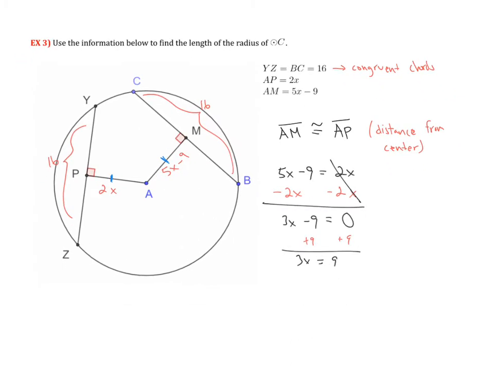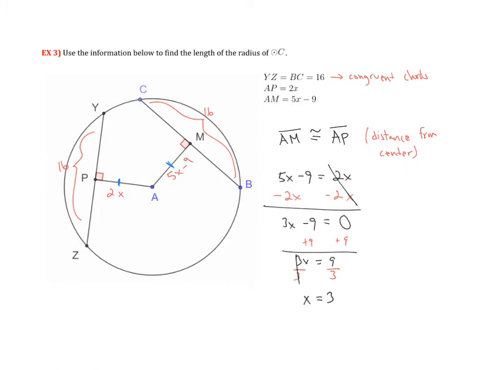And then last but not least, we're going to go ahead and divide by 3 on both sides, and we get that x is equal to 3. But let's double check to see if we had finished the problem. Oh, and it looks like we didn't, because they wanted us to find the length of the radius.